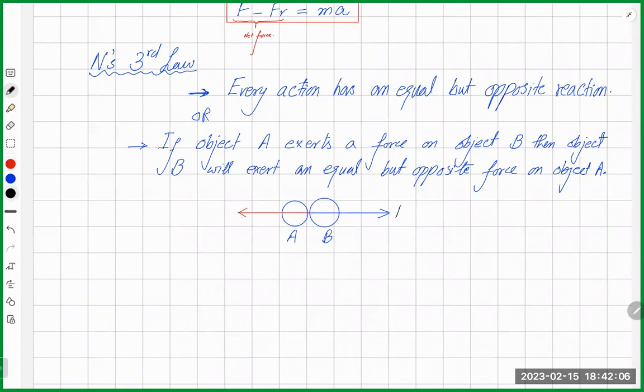This is force of A on B. This is force of B on A. Force of A on B is exactly equal to force of B on A. So both of the forces are equal and opposite, and they will never cancel one another. You know why? Because they're never acting on the same object. They're acting on two different objects. So forces that act on different objects do not cancel one another. For one force to cancel another force, it must be acting on the same object.